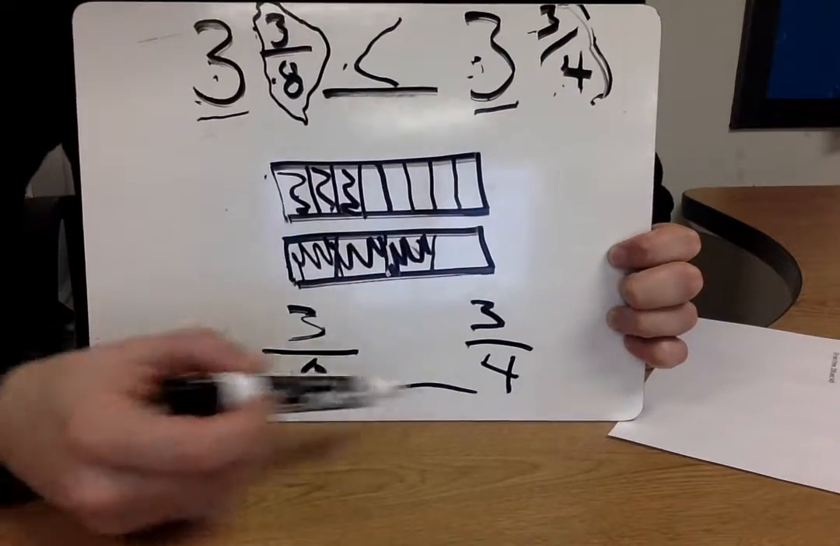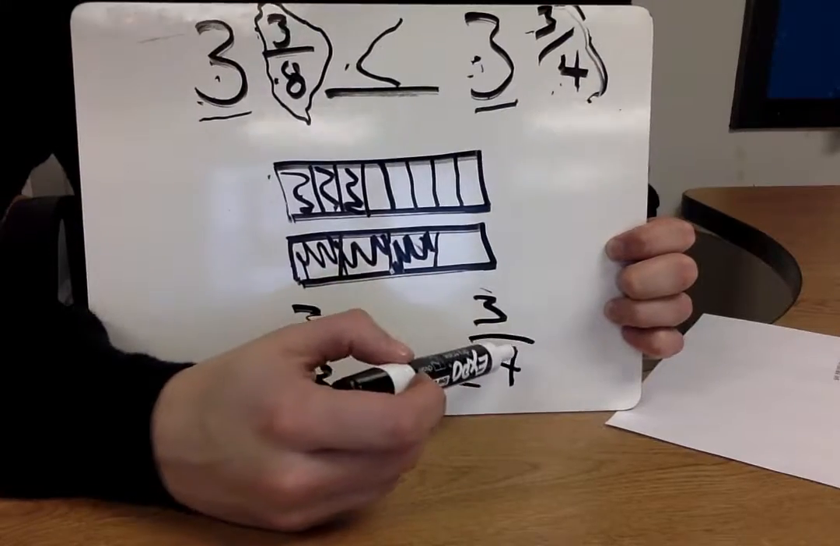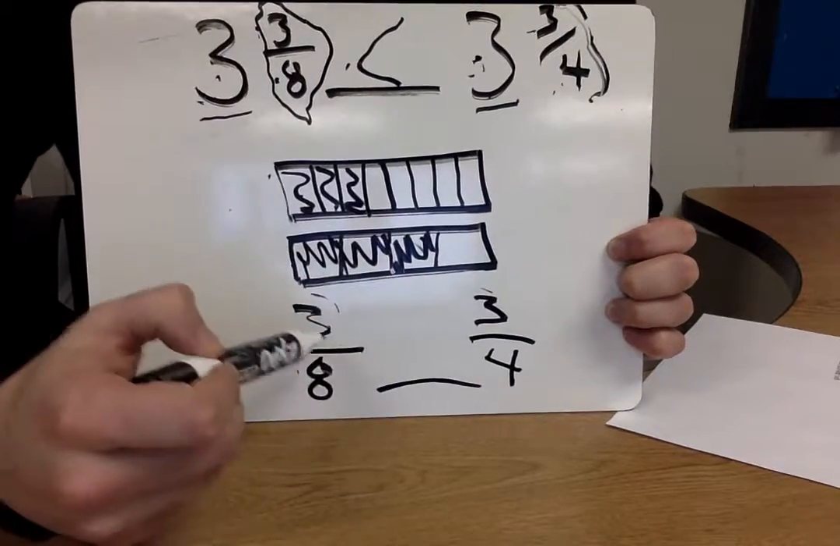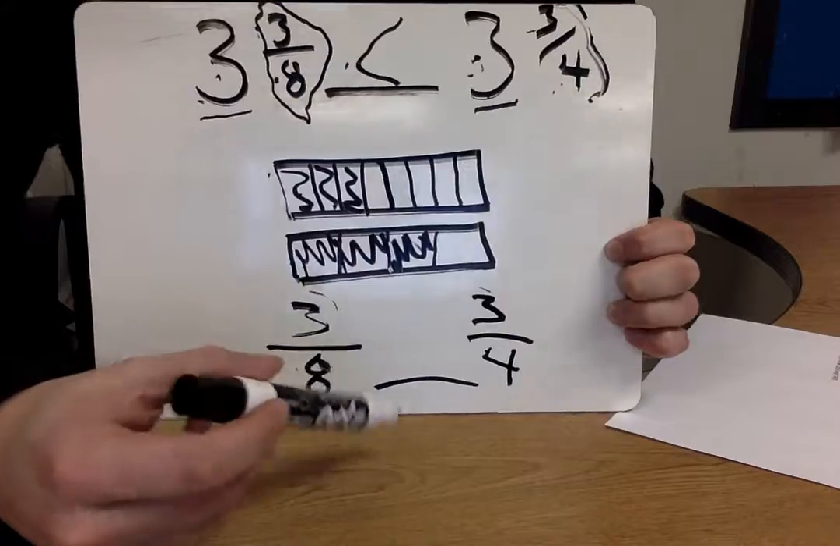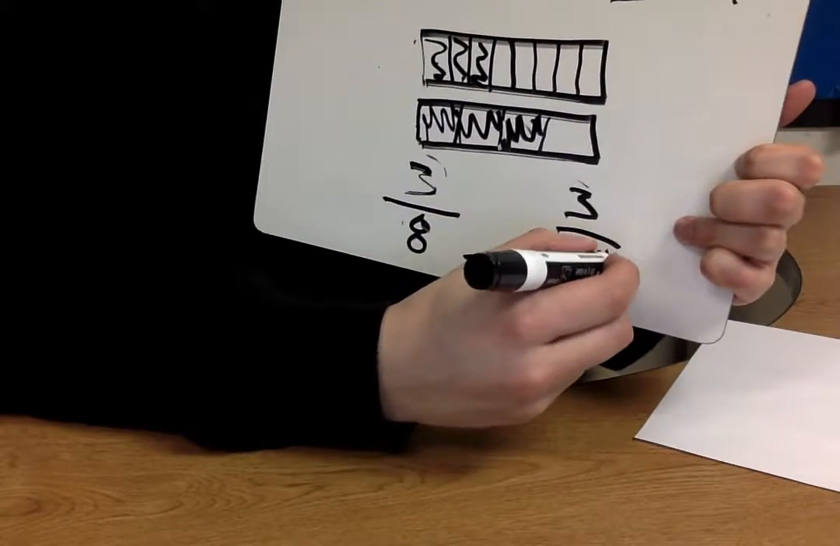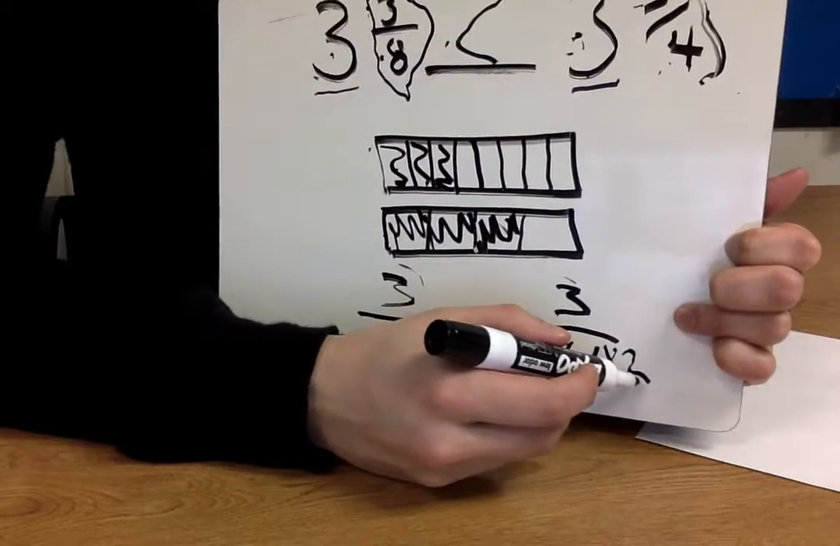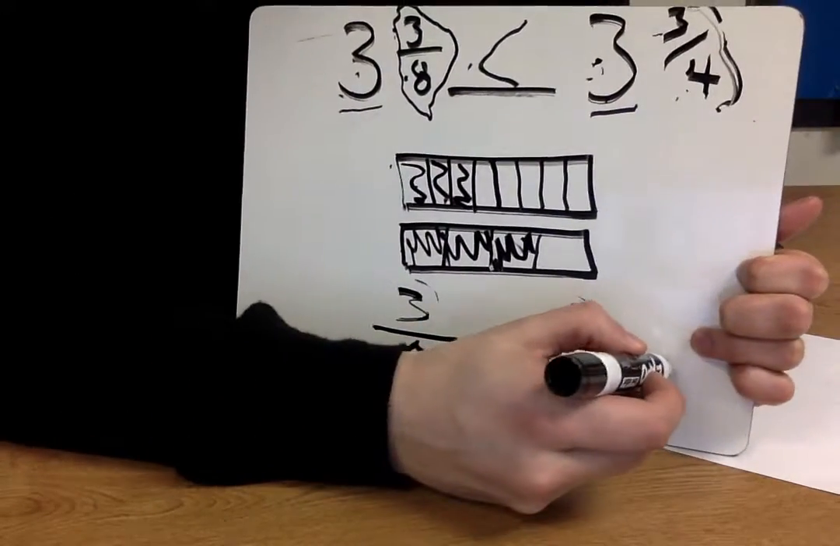So I'm going to look for the connection I see. I can either multiply this whole fraction by 8 and this whole fraction by 4, or I can see that 4 goes into 8 evenly. So I don't have to do that much work. I can just multiply this one side, this one fraction. I'm going to multiply 4 and 2 to make 8.